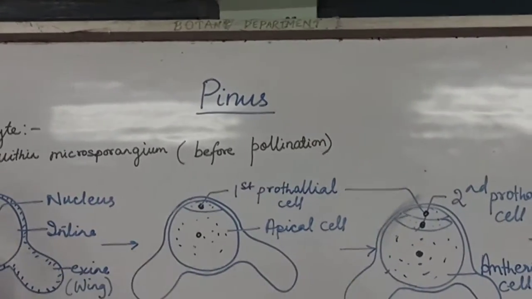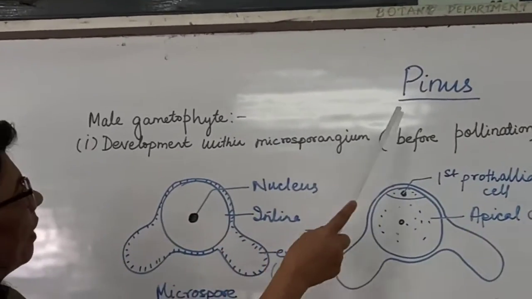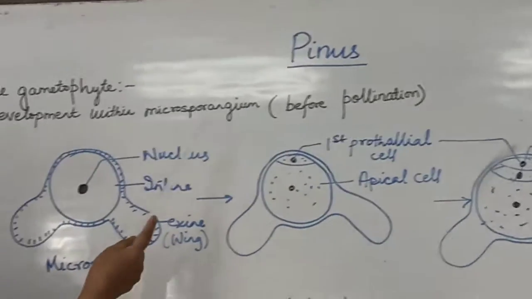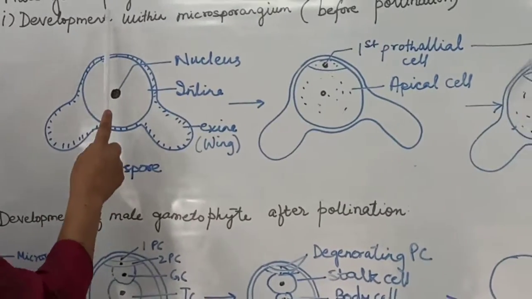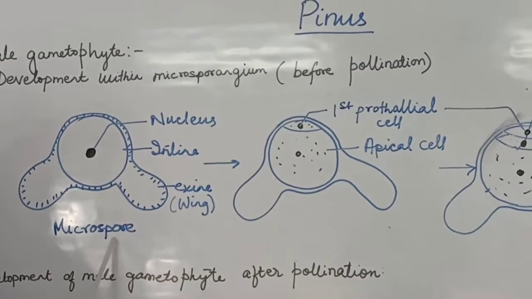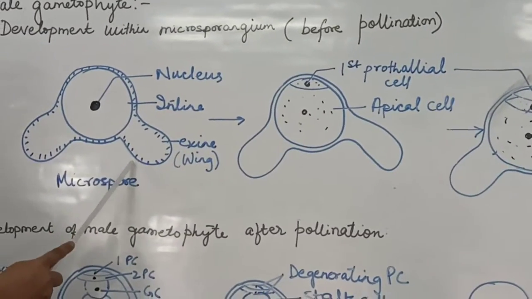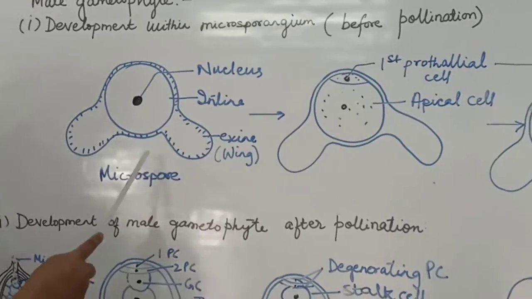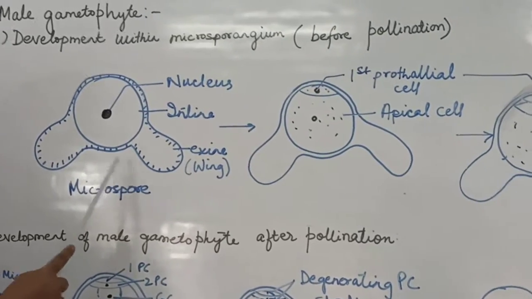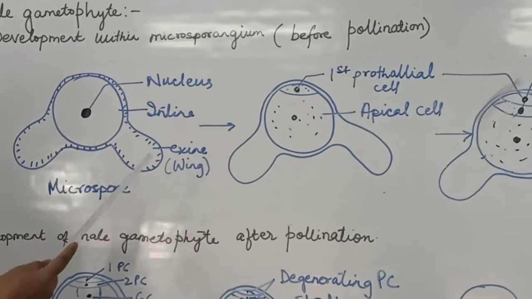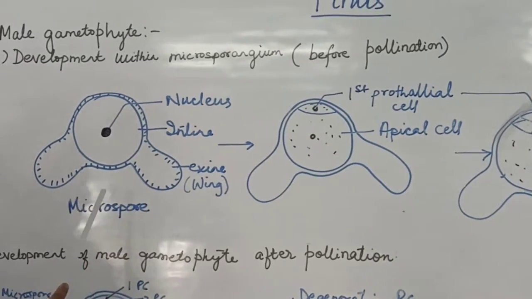The topic is male gametophyte of Pinus. We know that the first cell of male gametophyte is a microspore. These microspores, in case of Pinus, are winged and they are produced in large quantity in the microsporangium. They are disseminated by wind.